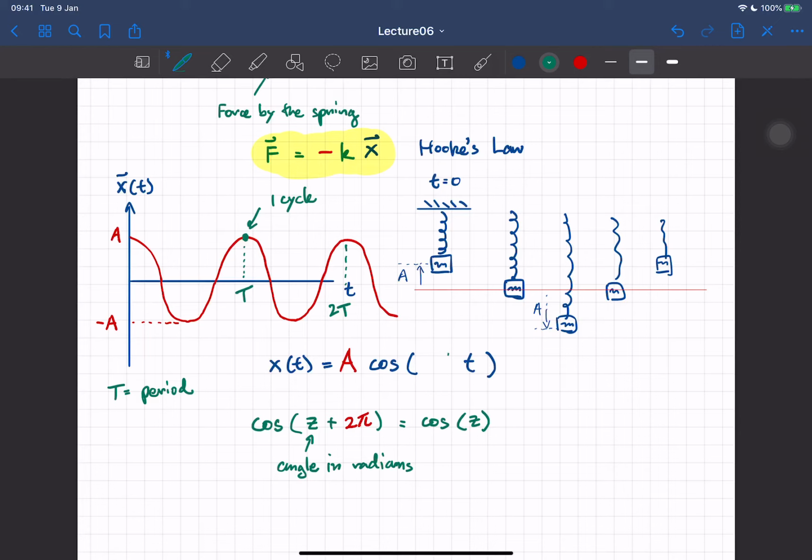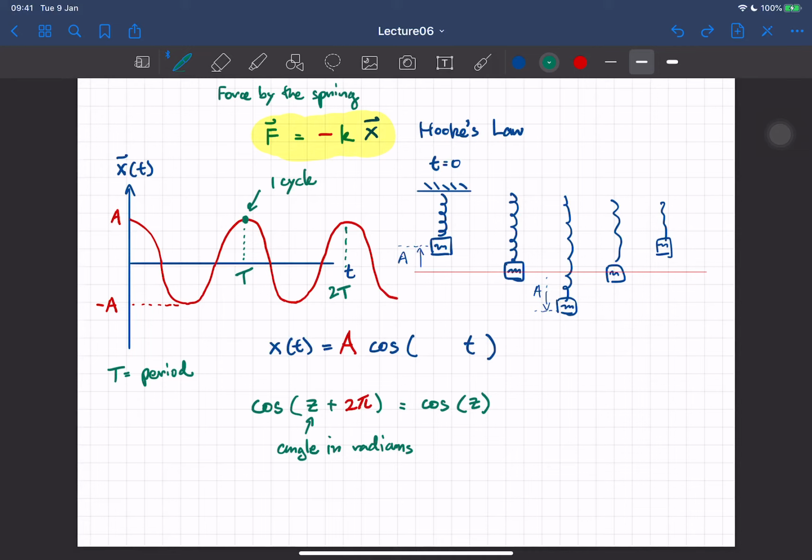Okay, so how do we use this to figure out what kind of multiplier is in front there? In this graph here, what we saw earlier is that if you increment time by one period, everything looks the same. That's the definition of a period. A period is the time it takes to complete one cycle. But the thing about this cosine function is that after one cycle, everything looks exactly the same. So what we want is this: x of t, and then when you add the period to it, it looks the same as before. This is what it should be.